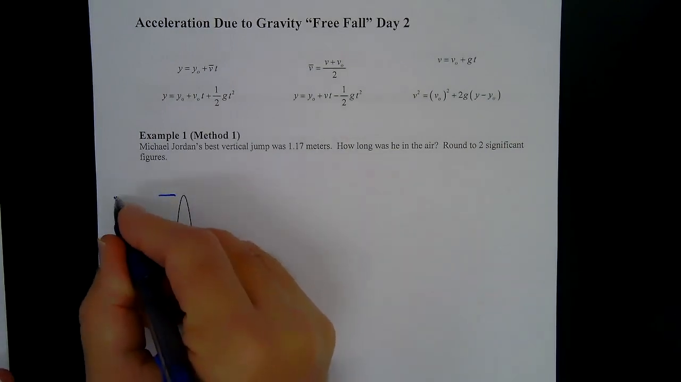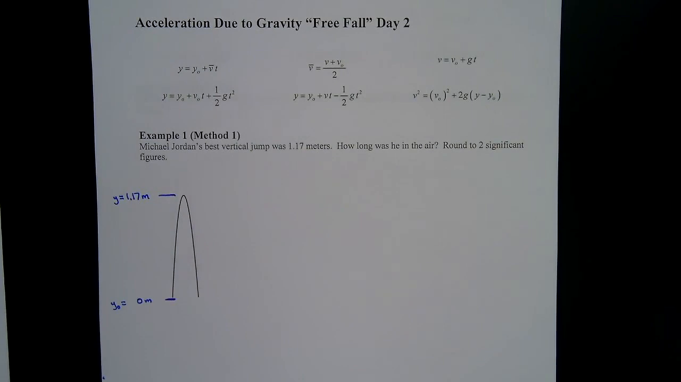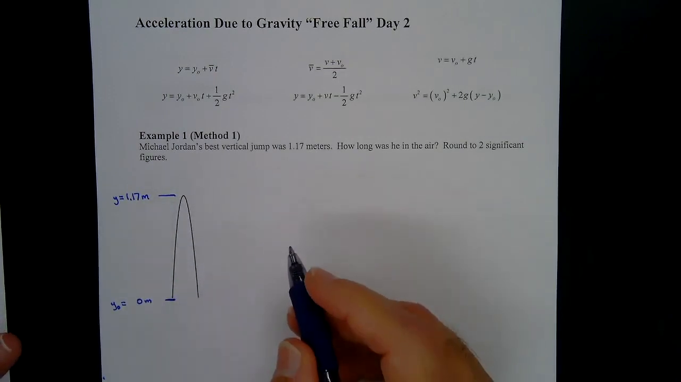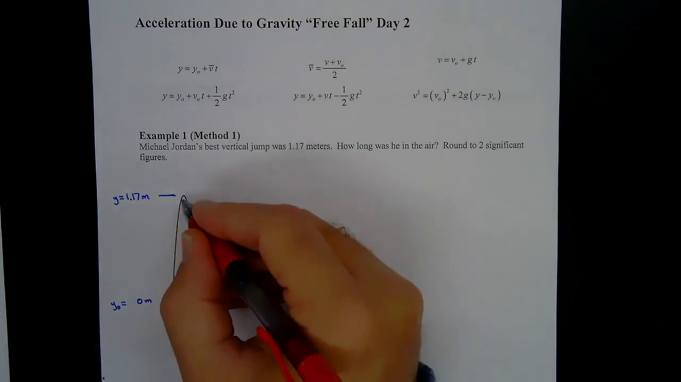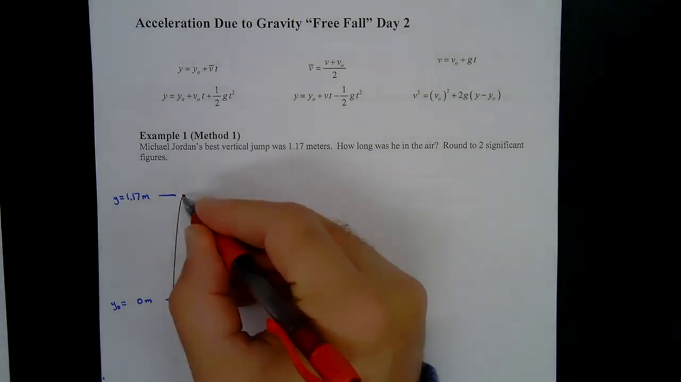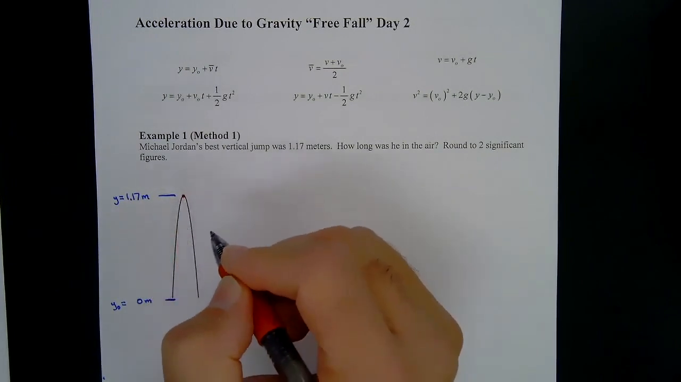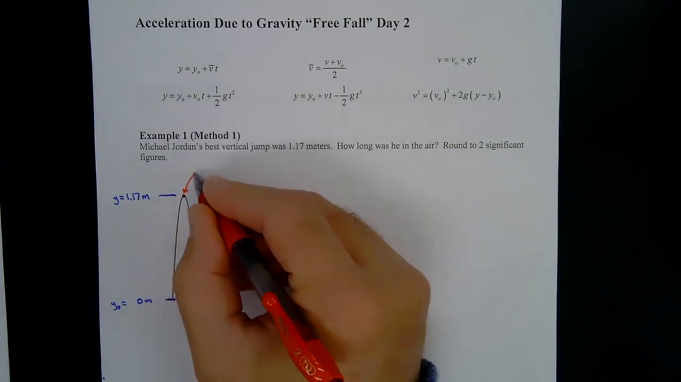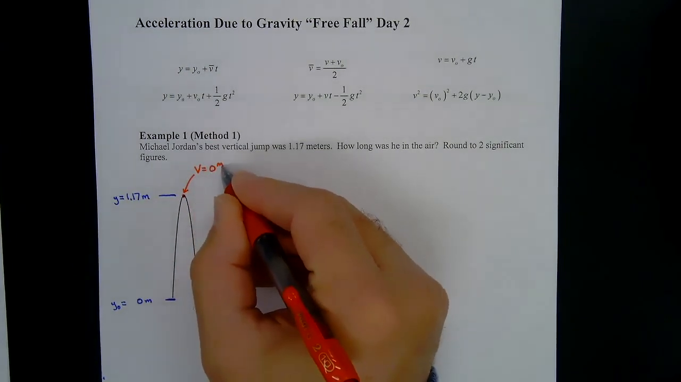So that's going to be Y, and that's going to equal 1.17 meters. So those are two things that I know. I know he starts at 0, he goes up to 1.17 meters, and then back down to 0. Now, there is something else we know about this. At the very top, and I talked about this yesterday, when you reach the highest point, which is the 1.17, his velocity had to have been 0 meters per second. So right here, when he reaches the 1.17, his final velocity V is 0 meters per second.